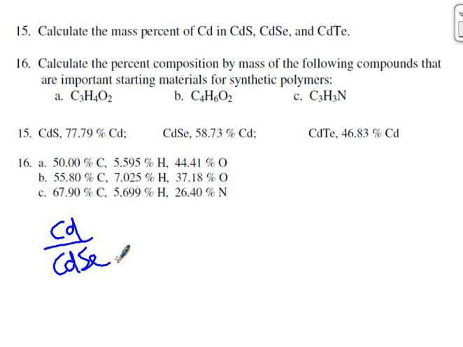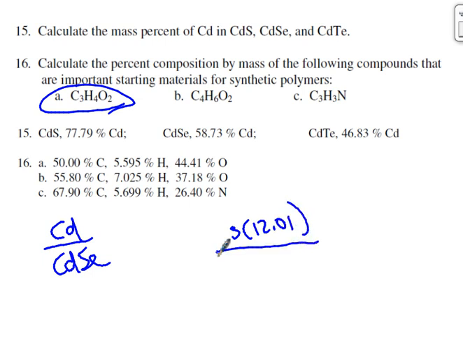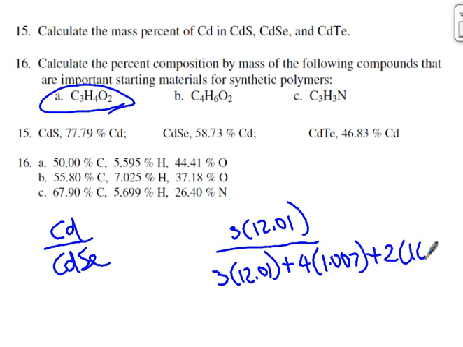Number 16, same idea. Calculate the percent composition of the pieces, the different polymers. Each one's the same. So you like this one here. There's 3 carbons. Carbon's 12.01 divided by the total. So 3 times 12.01 plus 4 times 1.007 plus 2 times 16. And that's where these percentages come from.